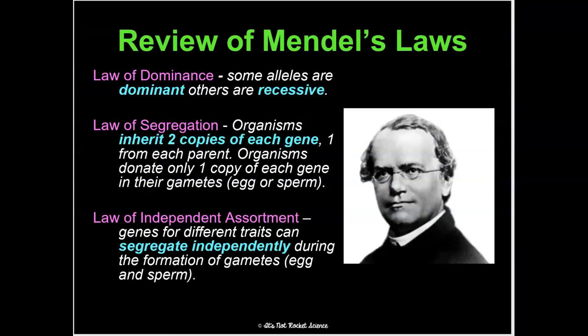To start, we will remember Mendel's laws. The law of dominance: some alleles are dominant, so they win over recessive alleles. The law of segregation: we inherit two copies of each gene, one from mom, one from dad. And the law of independent assortment is that those don't go together. So today we're going to start talking about the times when we don't follow those laws.